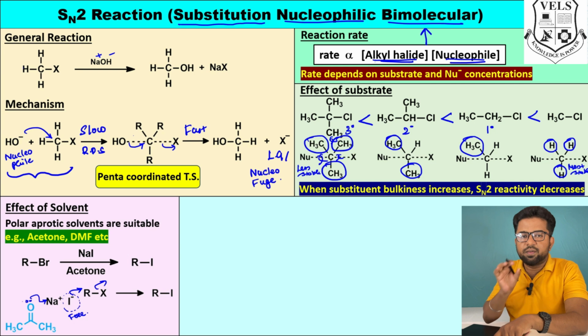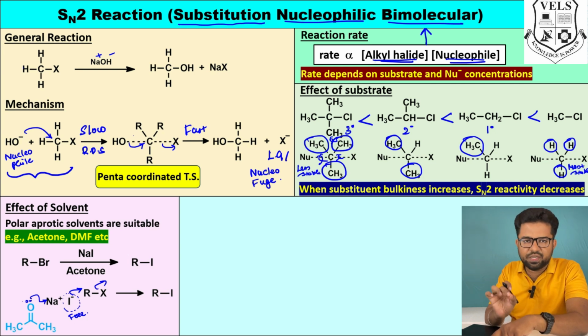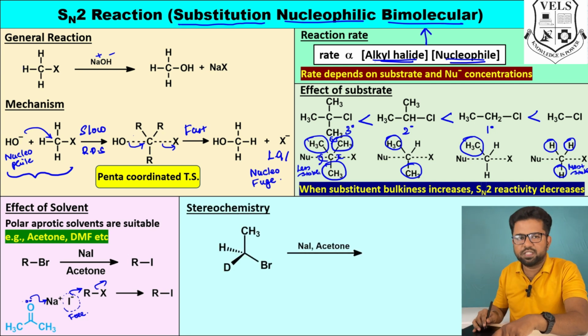So the purpose of using a polar aprotic solvent in SN2 reaction is that you need to separate the anion from the cation. For that purpose we are using it. So this is about the effect of solvent. Finally, we have the stereochemistry part.